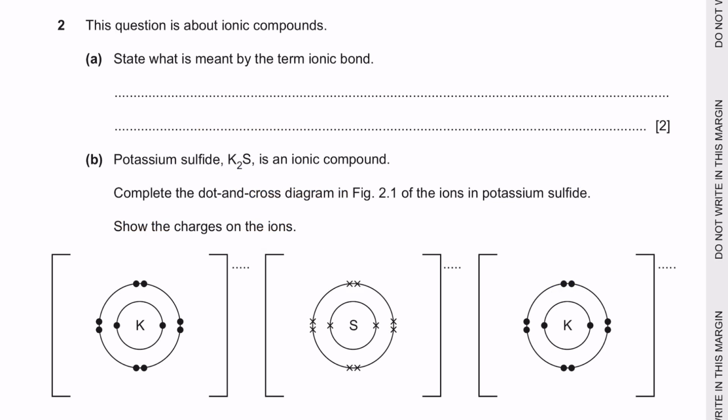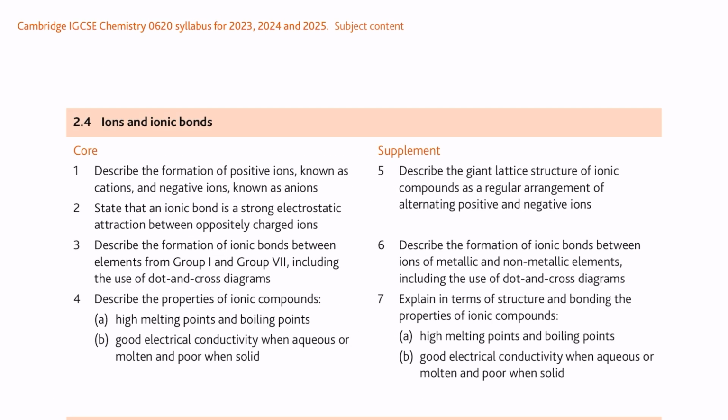Next, question 2. This question is about ionic compounds. State what is meant by the term ionic bond. If you look into your course specification, under chapter 2.4, you will see that ionic bond is defined as a strong electrostatic attraction between oppositely charged ions.